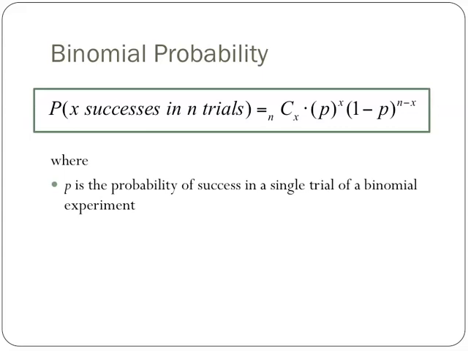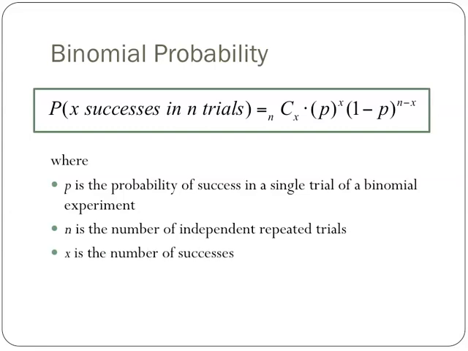So p is the probability of success in a single trial of a binomial experiment. n is the number of independent repeated trials. x is going to be the number of successes, so p raised to the x, that's the number of times you succeed. And to find the number of failures, if you did this n number of times, you simply do n minus x to get the number of failures.